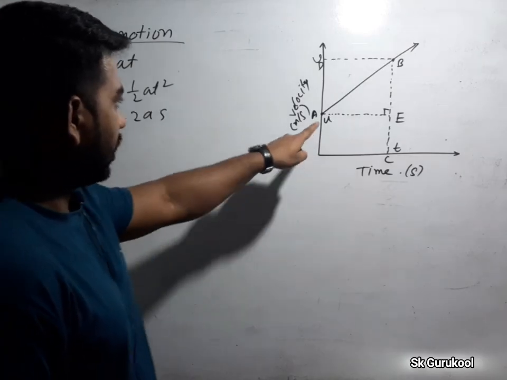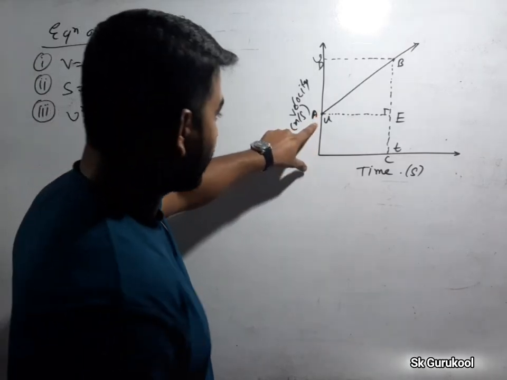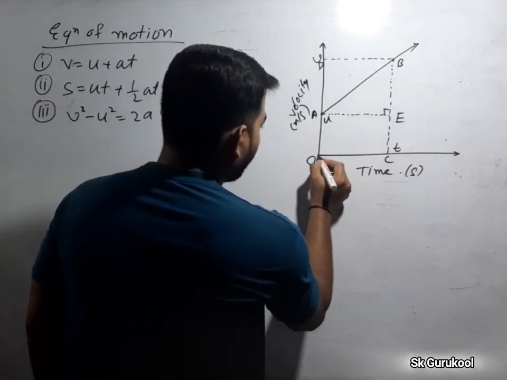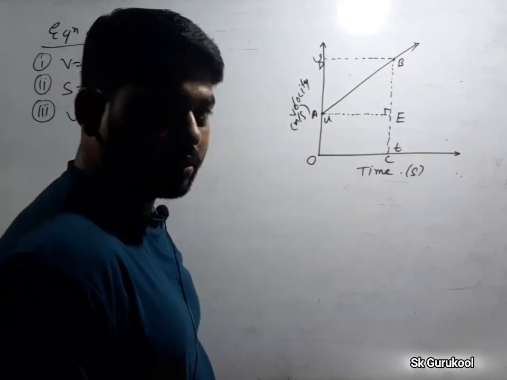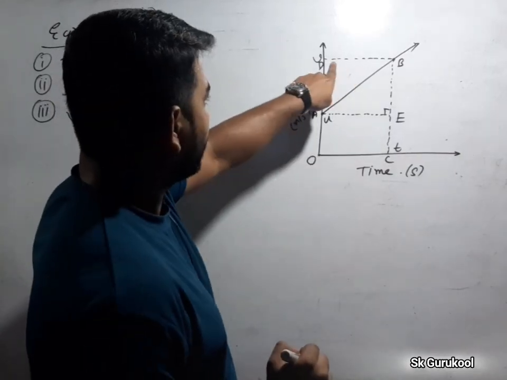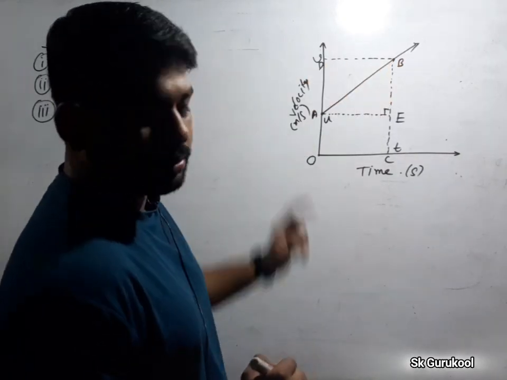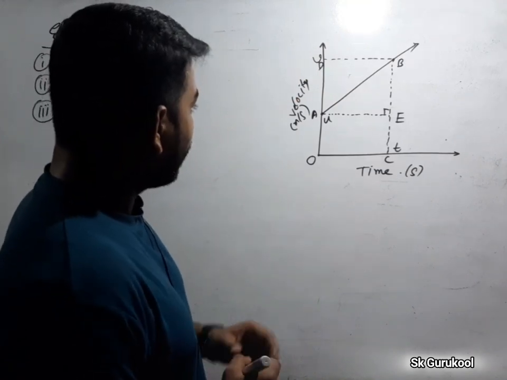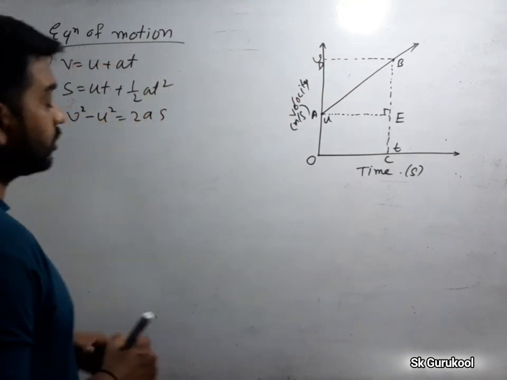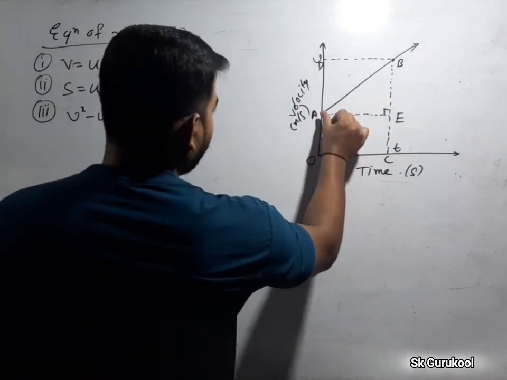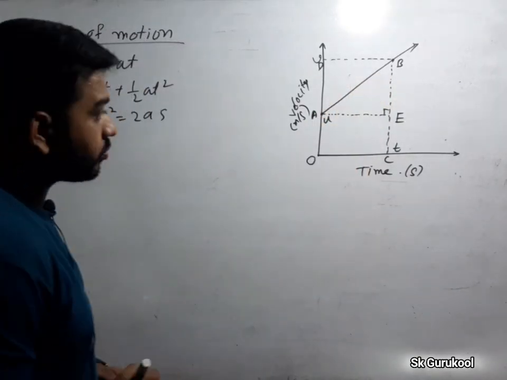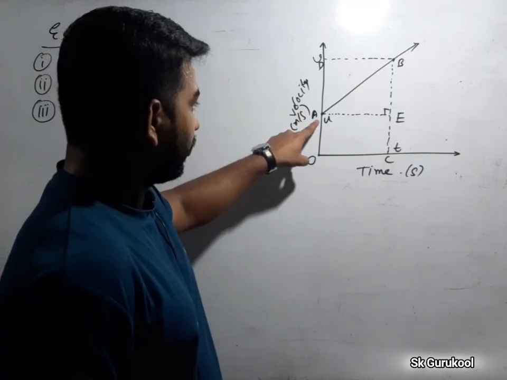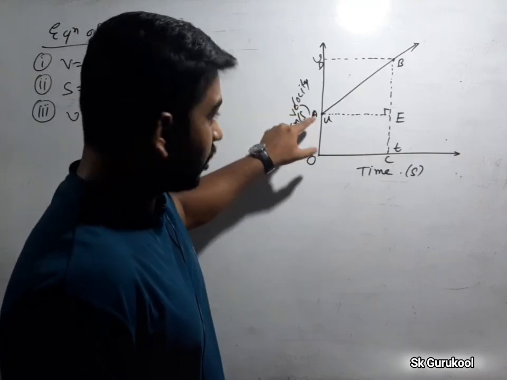So see here, at point A its initial velocity was u, and it is the origin. At point A the initial velocity is u, and at point B the final velocity is v. So we are going to discuss this formula for only this part A to B, okay. See, the initial velocity was u and the final velocity is v.